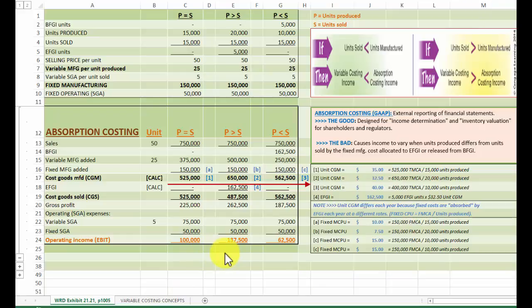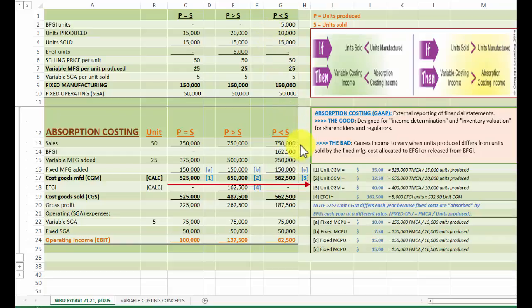But for right now, let's carry through this example to the third period, where the beginning inventory would be 5,000 because of the 5,000 left over from period 2. The company only produced 10,000 units but sold the same 15,000. So the number of units sold was bigger than the number of units produced. Let's see what happens.